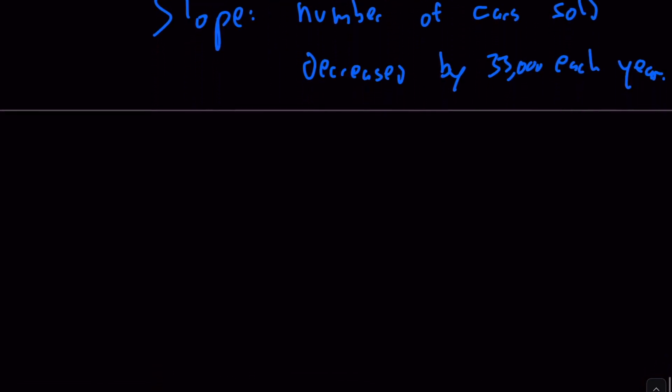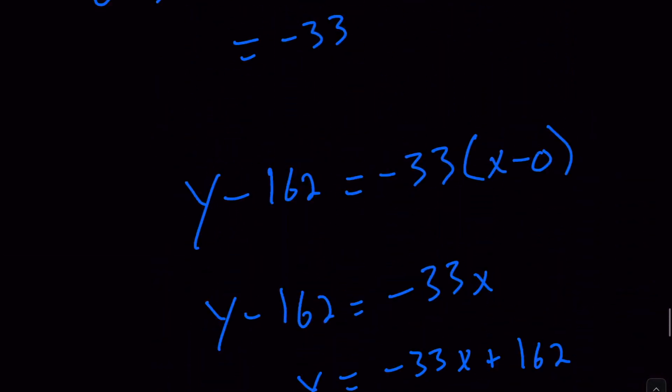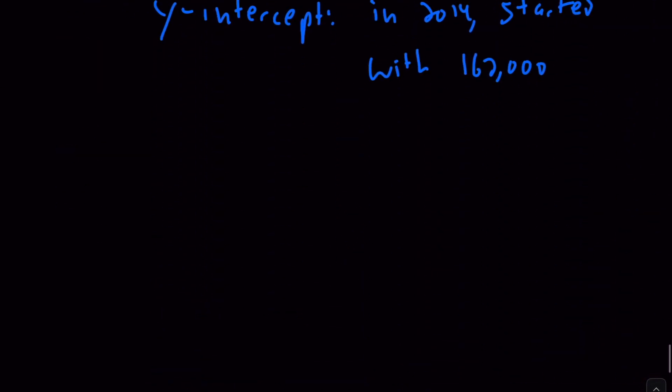Okay, so now the y-intercept. What does the y-intercept mean? That means at the beginning, in 2014, you started with 162,000 cars. Remember that the graph said number of cars in the thousands, so these numbers are in the thousands. And that's what it means. So it's not as painful as it seems. I know it feels kind of bad, but it's not that bad.